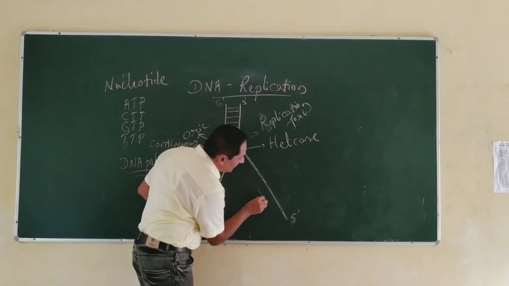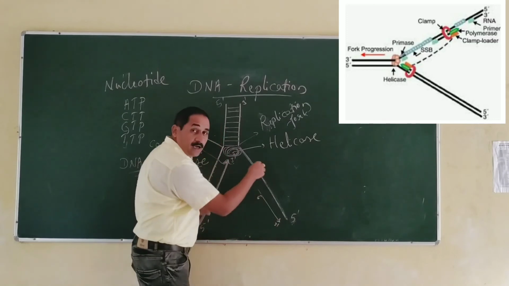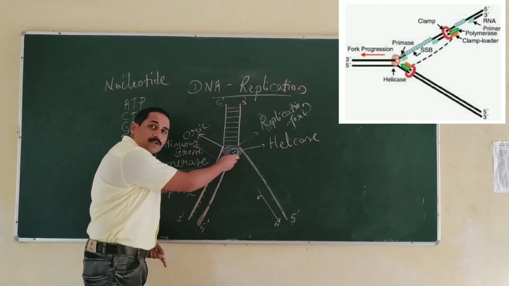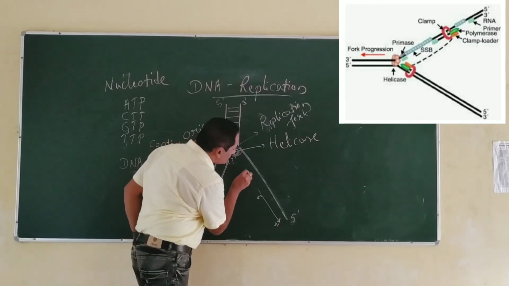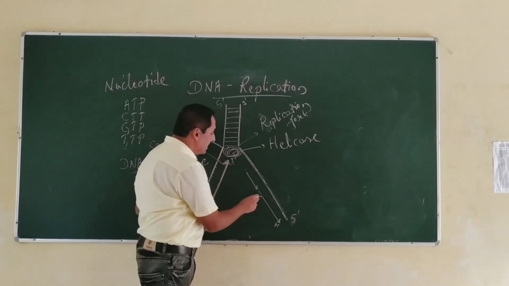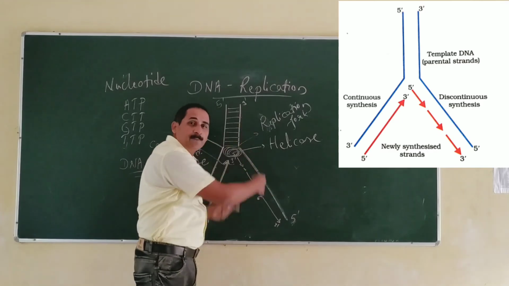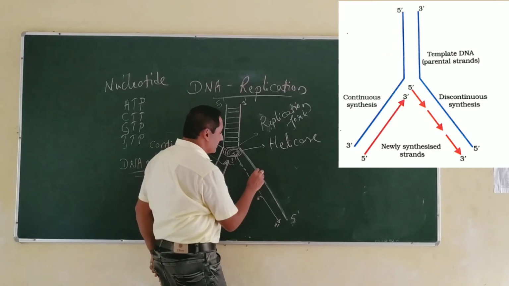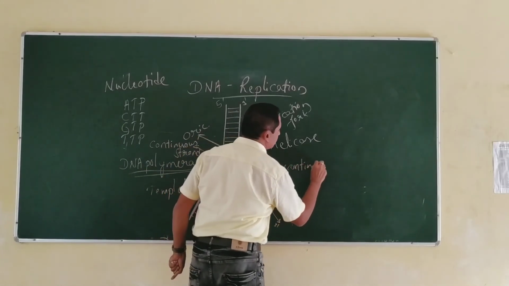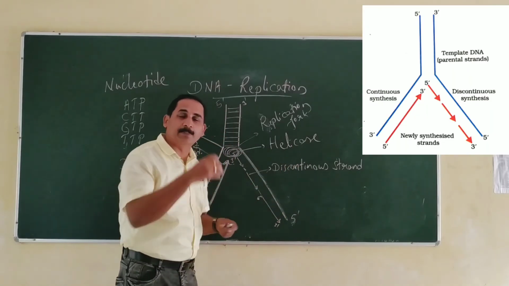The primer is formed and the new strand of DNA is synthesized in the 5 to 3 direction. In the opposite strand, again the primer is formed. You can see the formation of an RNA primer before the synthesis of the new DNA strand. So smaller fragments of DNA are formed in the opposite strand that lag behind in the process of replication. This strand is called the discontinuous strand. This one is a continuous strand, this one is a discontinuous strand, also called the lagging strand.